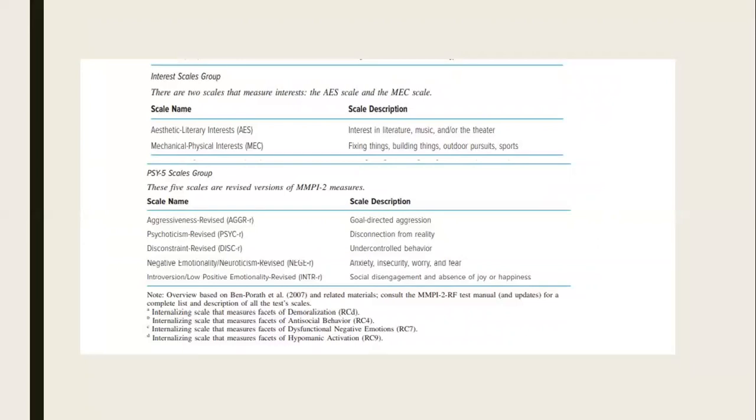And here's the Interest scales group. There are 2 scales that measure interest, the AES scale and the MEC scale. AES stands for Aesthetic-Literary Interest and MEC stands for Mechanical-Physical Interest. And in the PSY-5 scales group, these 5 scales are revised from MMPI-2 measures. Here are the scale names, such as Aggressiveness-Revised, Psychoticism-Revised, Disconstraint-Revised, Negative Emotionality/Neuroticism-Revised, and Introversion/Low Positive Emotionality-Revised. Here are their scale descriptions.